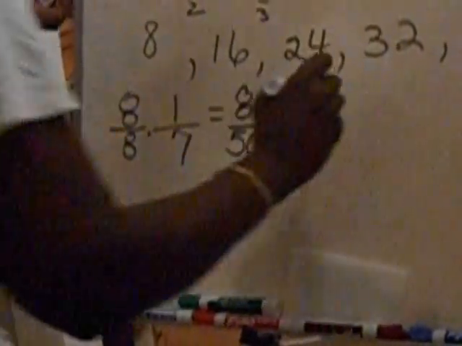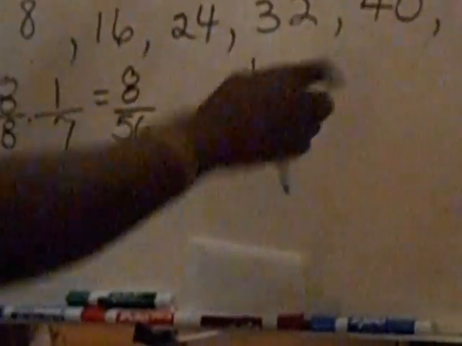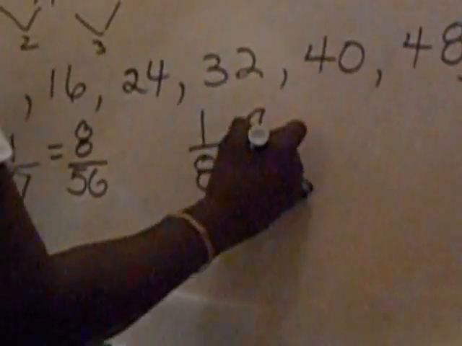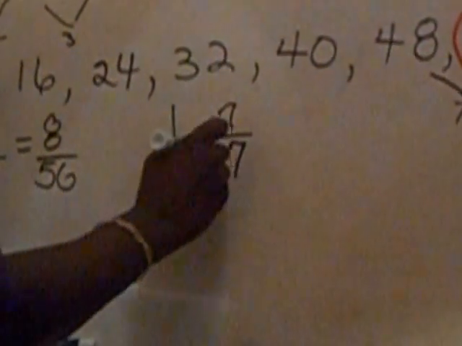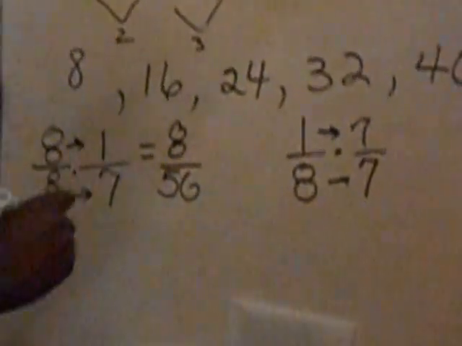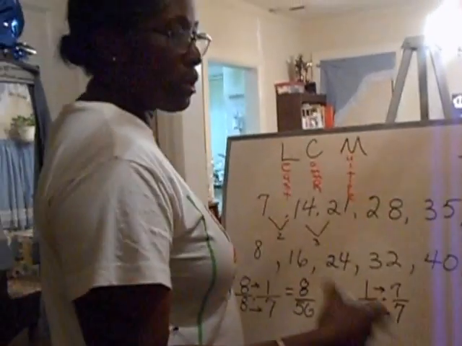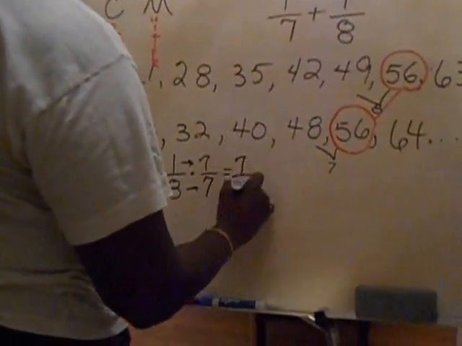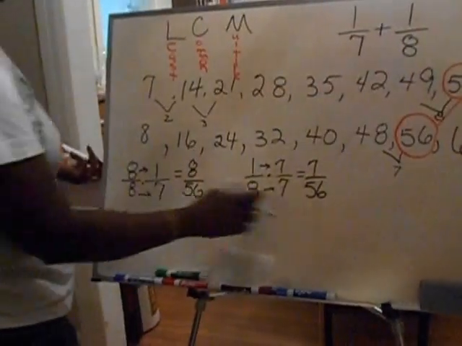Now, our 1/8. How do we get to here? We multiply 8 times 1, 2, 3, 4, 5, 6, 7. So we're going to multiply the numerator and the denominator of 1/8 by 7. Only multiply numerators by numerators, denominators by denominators. So we're going to write an equivalent fraction, equivalent being representative of the same portion of a whole. So we got 7/56. Now we have the same denominator.